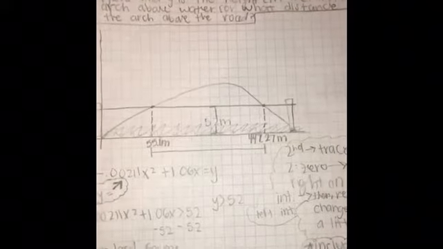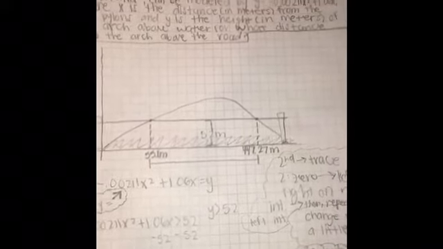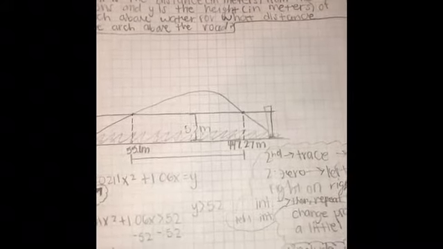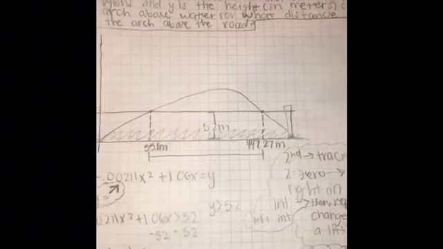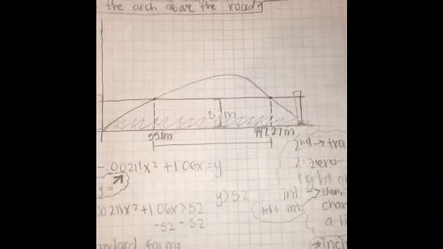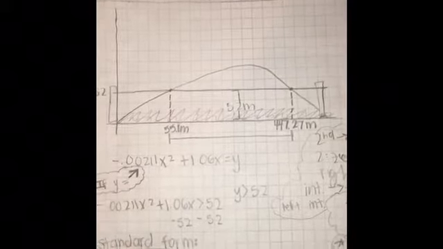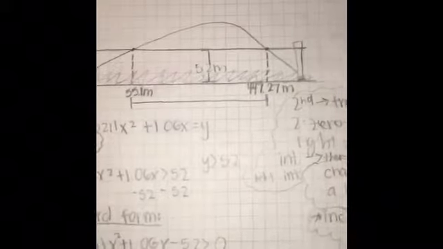The arch of the Sydney Harbour Bridge in Sydney, Australia can be modeled by y equals negative 0.00211 x squared plus 1.06 x, where x is the distance in meters from the left pylons and y is the height in meters of the arch above water. For what distance x is the arch above the road?